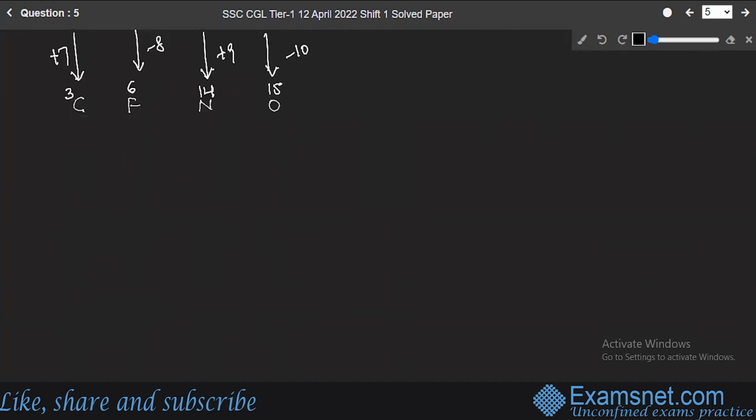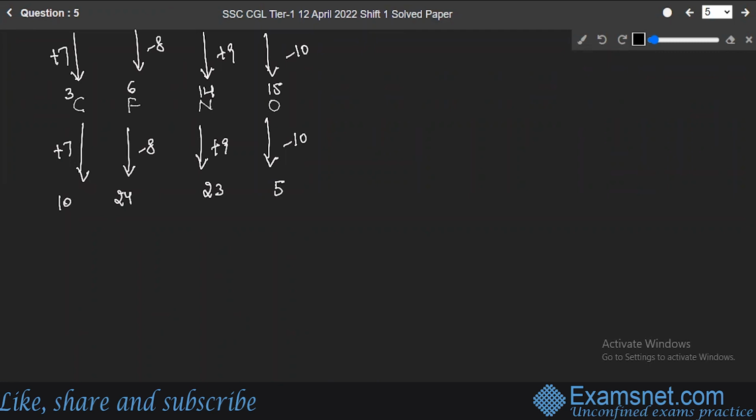Now, following the same logic, plus 7, minus 8, plus 9 and minus 10. So what is the alphabetical position? If I add 7 to 3, I'll get the 10th position. Then 6 minus 8, that means I'm moving backward. After the 6th alphabet F, I'm moving 8 positions in the backward direction, and I'll get alphabet number 24. Next, this 14, if I add 9 to this, I'll get 23. 15 minus 10 will give you 5.